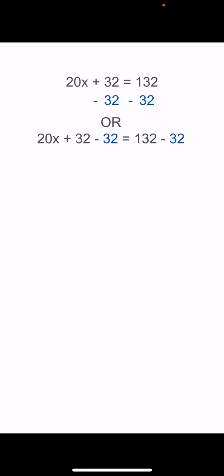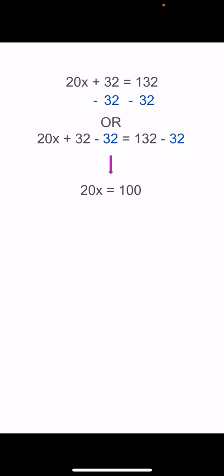If you didn't fully understand, I'll give a different example. Here's the second example. So 20x plus 32 equals 132. All you have to do is subtract 32 from both sides. Once again, you could write it differently like that.